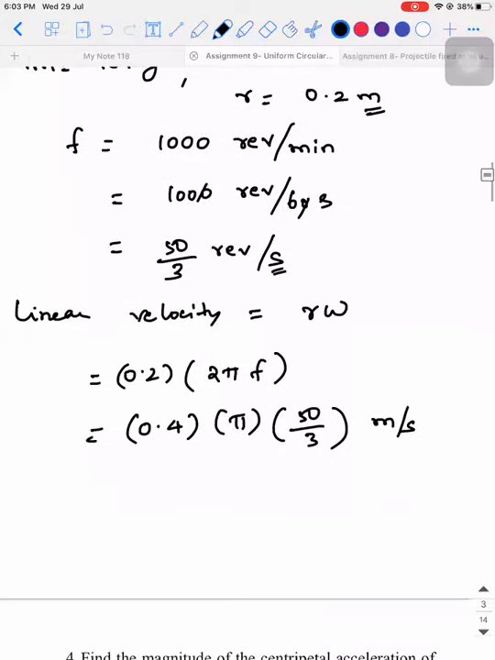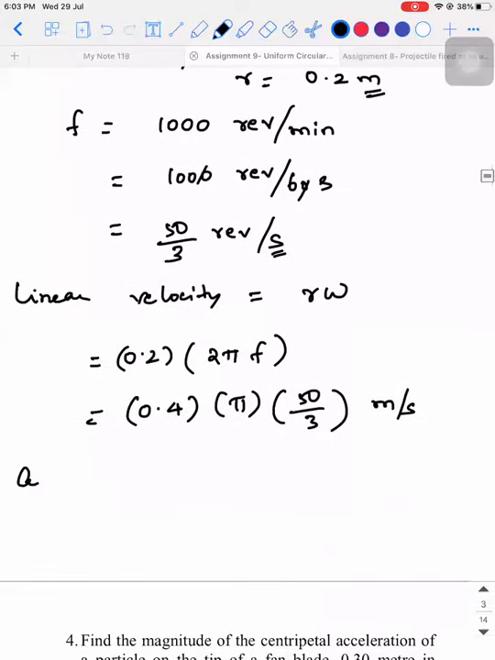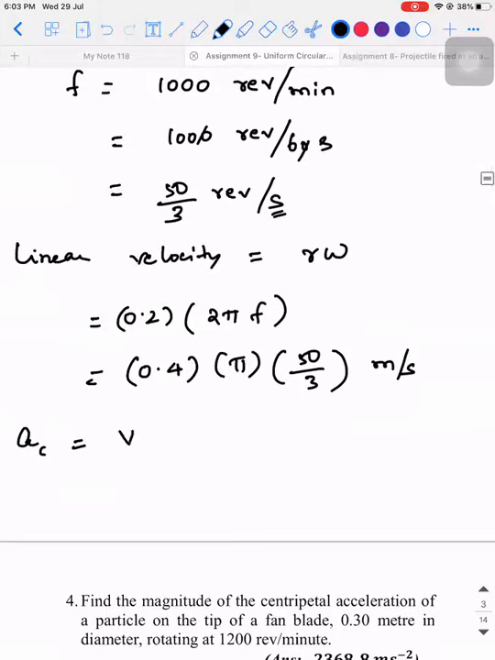So once you find the linear velocity, how do you find the centripetal acceleration? What is the formula for centripetal acceleration? It is v square divided by r. So v is r square omega square divided. We would have got the answer from the above step. Let's say this value is v, then v square divided by 0.2 gives those many meter per second square. I hope it is clear. So the calculation part, I'm leaving it to you.